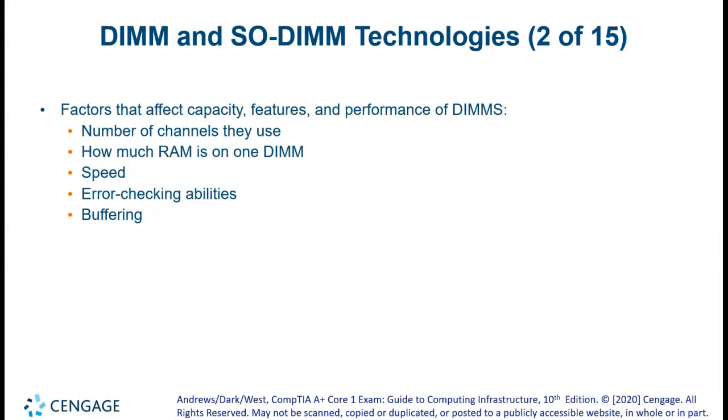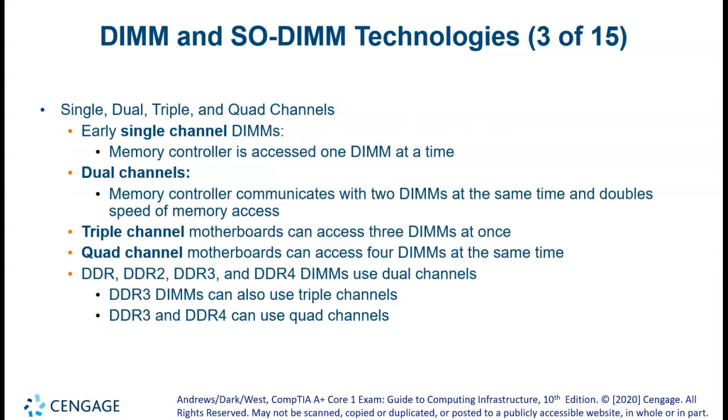Factors that affect capacity, features, and performance of DIMMs: the number of channels that they use, how much RAM is on one DIMM, speed, error checking abilities, and buffering. Single, dual, triple, and quad channels. With single channel DIMMs, memory controllers access one DIMM at a time. With dual channels, the memory controller communicates with 2 DIMMs at the same time and doubles the speed of memory access. Triple channel, memory controllers can access 3 DIMMs at once. Quad, of course, is 4. So DDR, DDR2, 3, and 4 DIMMs use dual channels. DDR3 DIMMs can use triple channels. DDR3 and 4 can use quad.